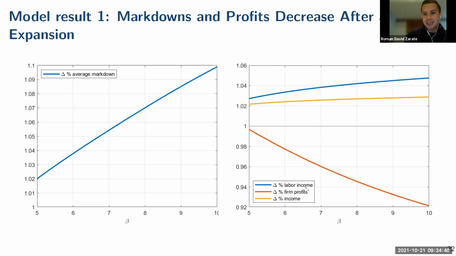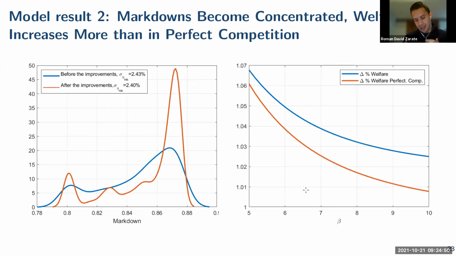Now, the second result is that when we analyze the shock, we're going to find that markdowns are going to become more concentrated. And because markdowns are more concentrated, the dispersion of the marginal revenue product of labor is going to be lower. This means that there is going to be lower misallocation. So as there's lower misallocation, aggregate productivity increases and welfare increases more than in perfect competition.